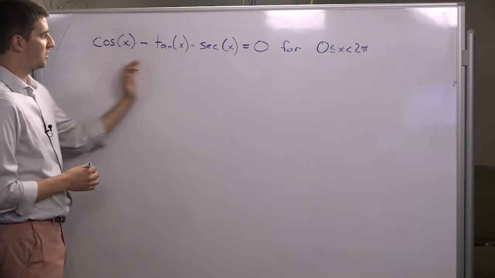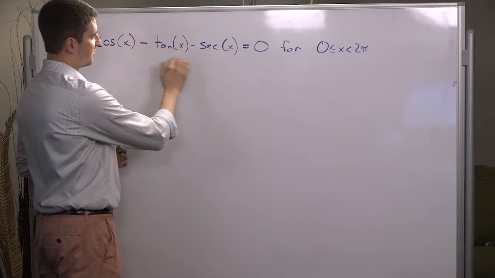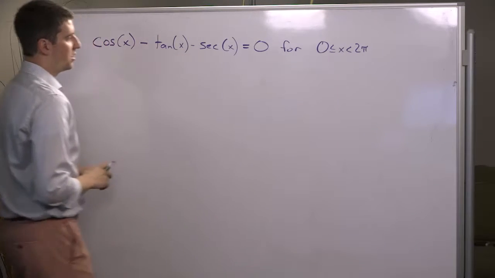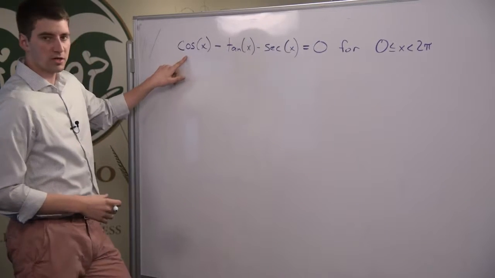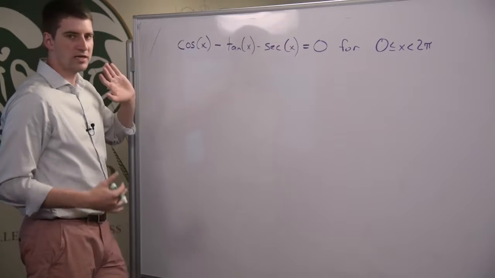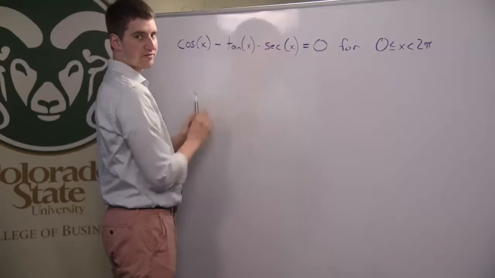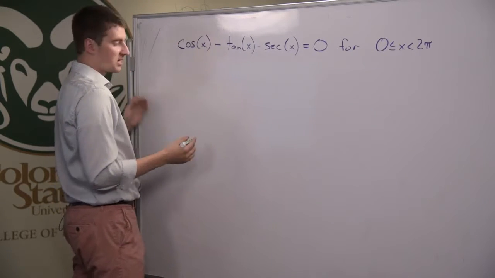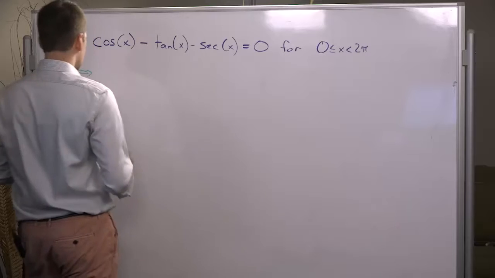Okay, so here's our trig equation. Cosine of x minus tangent of x minus secant of x equals 0. Let's try to do what we talked about. We want to use the unit circle, so we need sines and cosines. There's no clear way to pull this apart right off the bat, so this is a fail-safe: if we don't know what to do, just write them all in terms of sines and cosines.